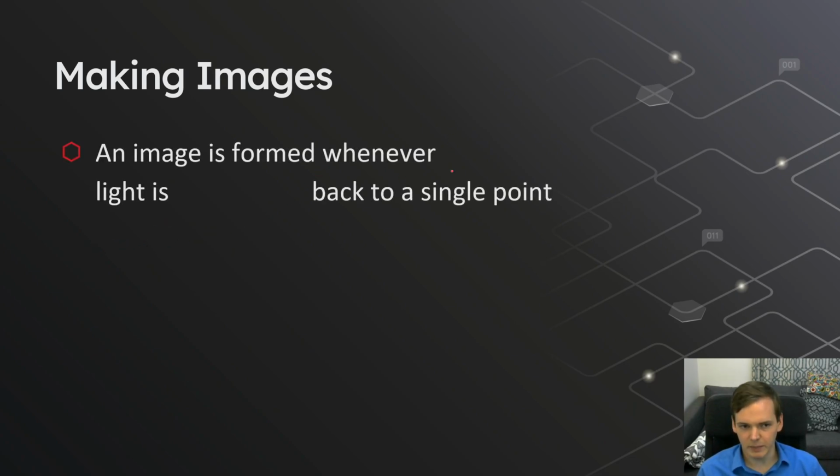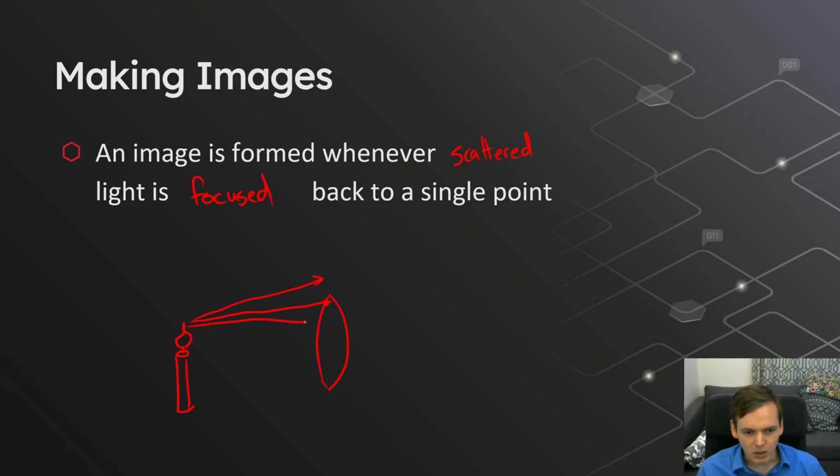Now, an image is formed whenever scattered light is focused or concentrated back to a single point. For example, imagine I've got a candle here that's lit, and then I've got a lens here. A bunch of light is going to get scattered off of the top of this candle. Some of the light will go up here and miss the lens. Some of it will go right here, some right here, some here. But where it's hitting the lens, if all the conditions are right, that light will come back together on the other side of the lens. In other words, a bunch of light from the top of the candle appears back together over here. And the same thing at the bottom.